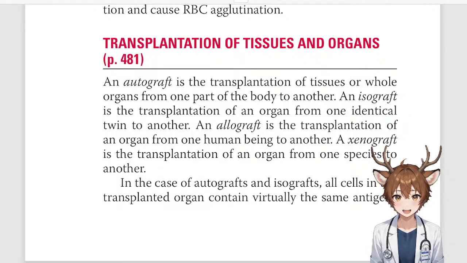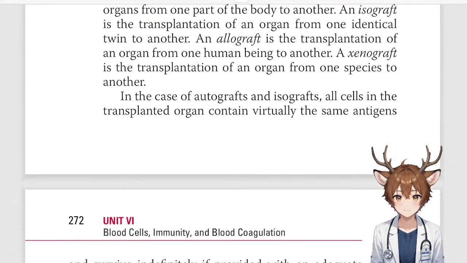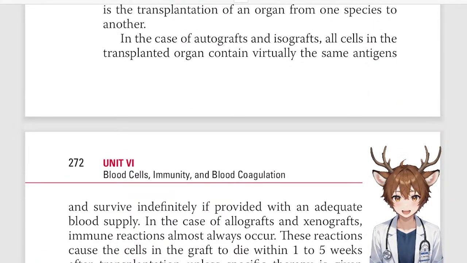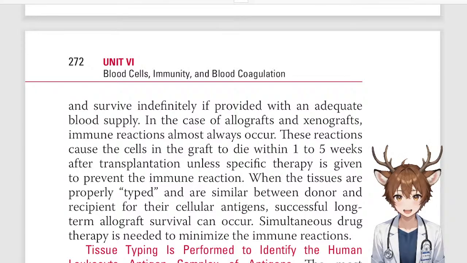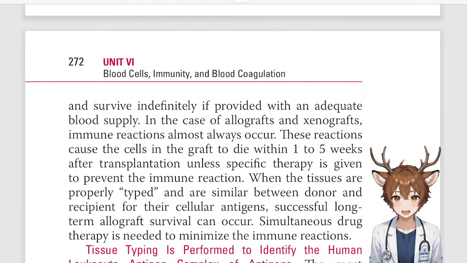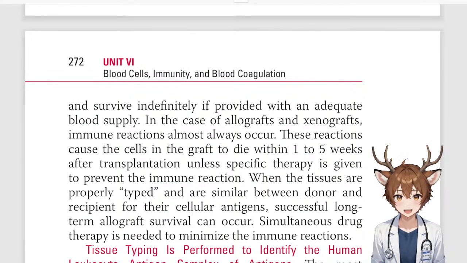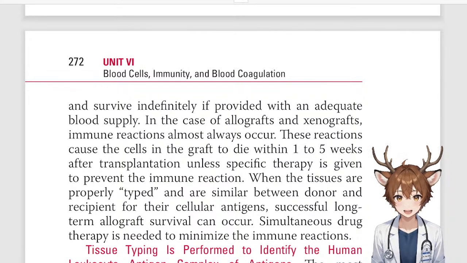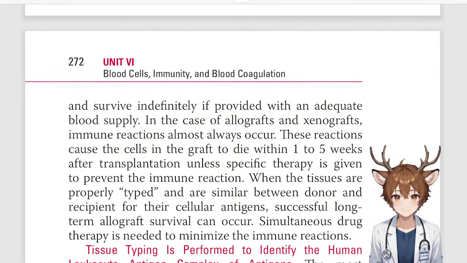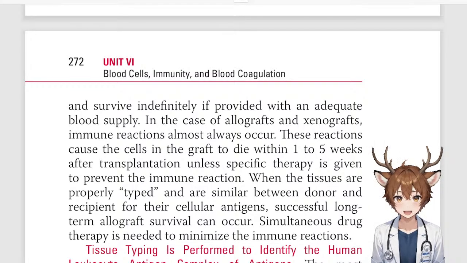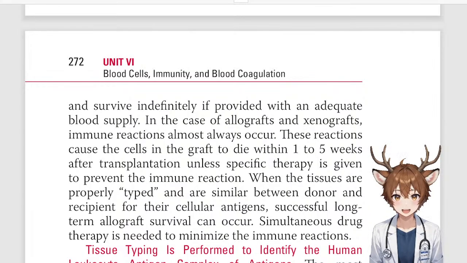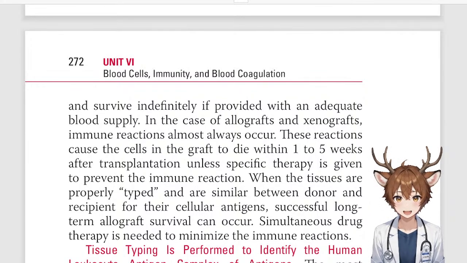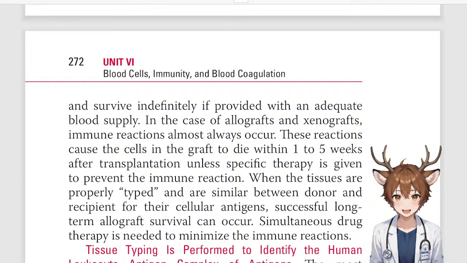In the case of autografts and isografts, all cells in the transplanted organ contain virtually the same antigens and survive indefinitely if provided with an adequate blood supply. In the case of allografts and xenografts, immune reactions almost always occur. These reactions cause the cells in the graft to die within 1 to 5 weeks after transplantation unless specific therapy is given to prevent the immune reaction. When the tissues are properly typed and are similar between donor and recipient for their cellular antigens, successful long-term allograft survival can occur. Simultaneous drug therapy is needed to minimize the immune reactions.